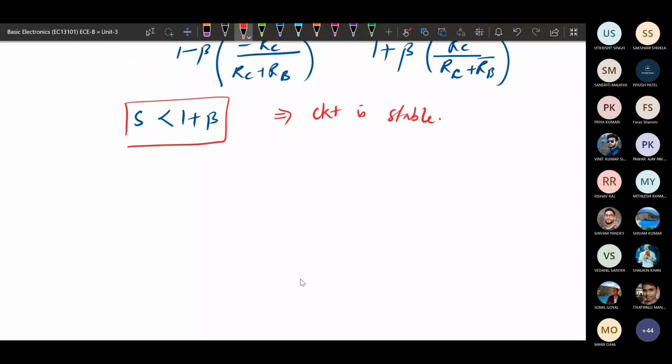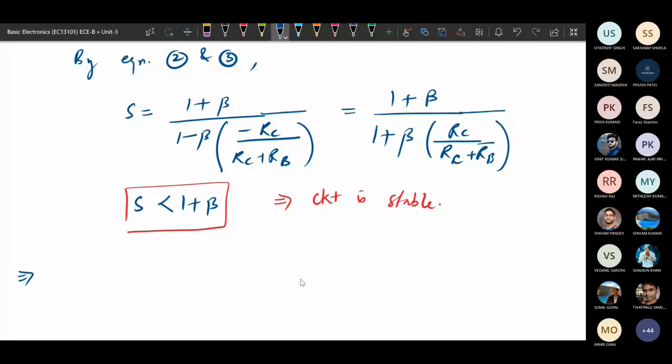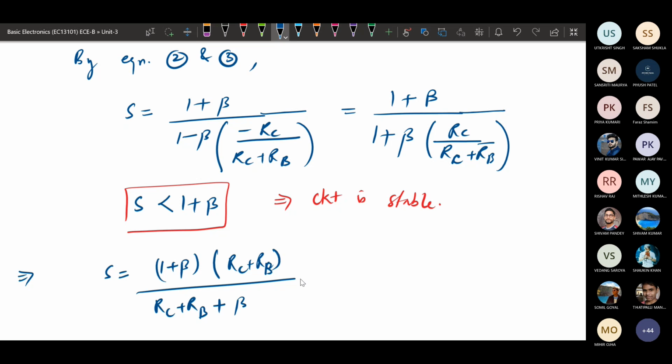So here, there are some points we can adjust, right? Here we can see how the stability can be increased or decreased. Here this is RC. If we separate it out, we make S equal to 1 plus beta. If we multiply this, it will be RC plus RB in the numerator, RB divided by RC plus RB plus beta times RC. So it is like 1 plus beta times RC plus RB, divided by RB plus RC times 1 plus beta.